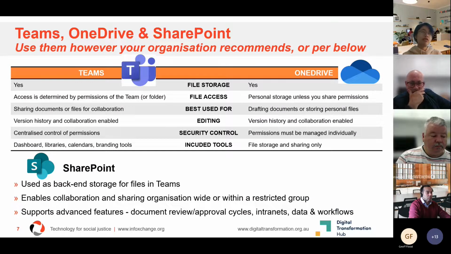Now we'll get to the core products in Microsoft 365 that support file storage, which are Teams, OneDrive, and SharePoint. I'll tell you when you should normally use each one and what the differences between them are. So let's start with Teams and OneDrive first. As its name suggests, OneDrive is for one person. It's for yourself. However, Teams, as its name suggests, is for the whole team.